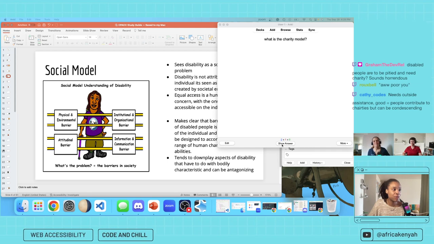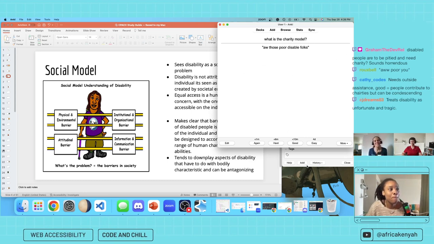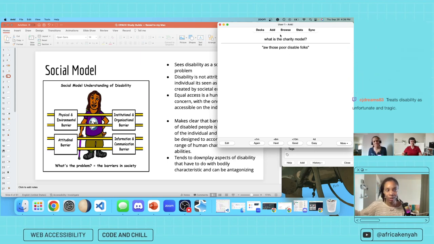I think I wrote something snarky here. What did I write? All those poor disabled folks. I think that was from Dorlyn's mouth. All those poor disabled folks. All right, I'm going to put that as easy. CJ Dream said treats disability as unfortunate and tragic. Yes. So there's a way that the charity model can work, but that is hard to come by, I would say. All right, we're gonna put this as easy. Okay, y'all, what is the ICF? I forgot already.